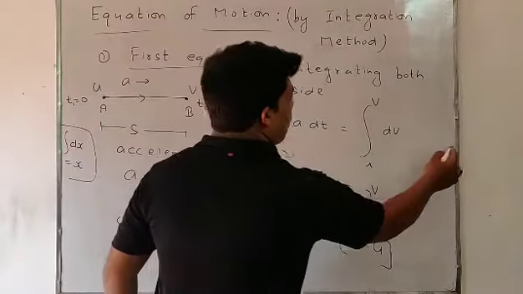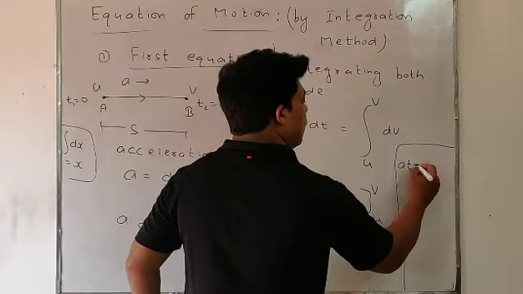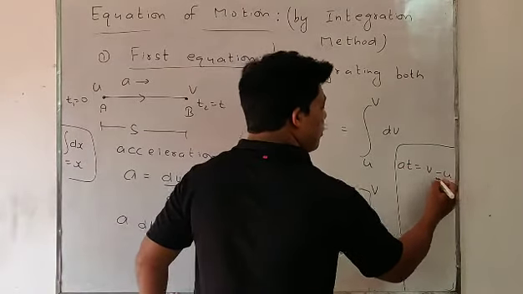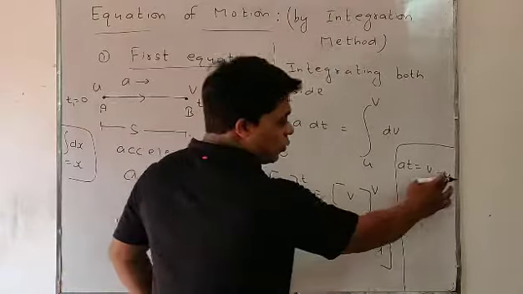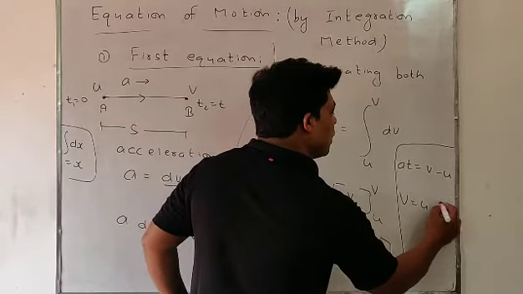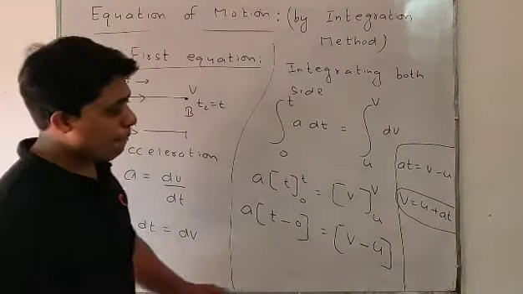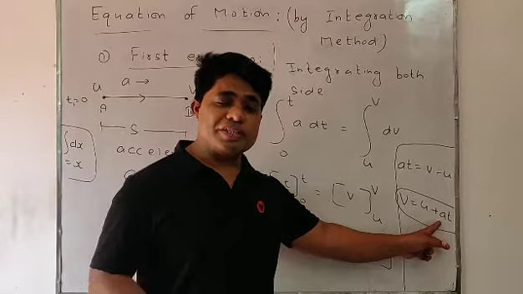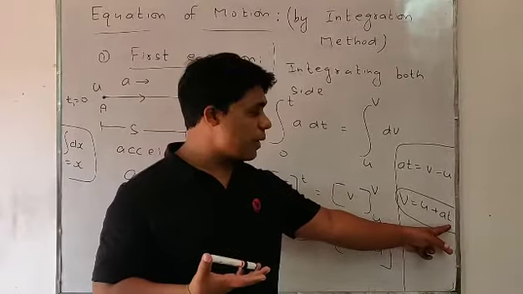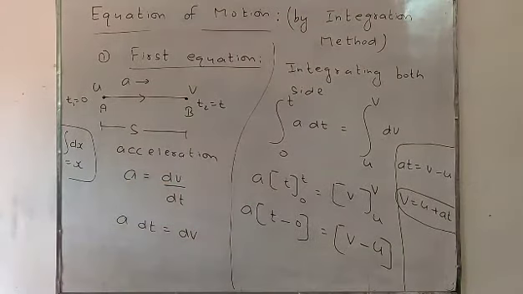And finally, what will we get, students? Look, a into t, that is at, and v minus u. So transfer u to that side. So what will we get finally? v equals u plus at. That is the first equation of motion, where u is initial speed, a is acceleration, t is time taken by the object, and v is final velocity. So this is the first equation by integration method.